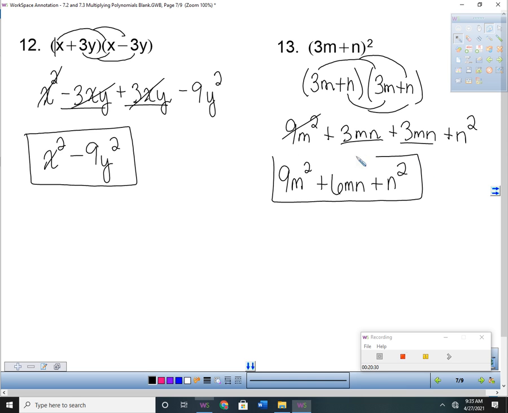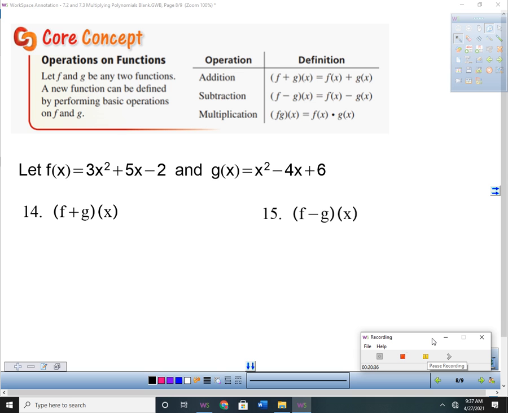I also want to point out that when you square something, you always double the middle, right? You have 2 of those. All right, so I'm going to introduce you to a new kind of notation. All right?